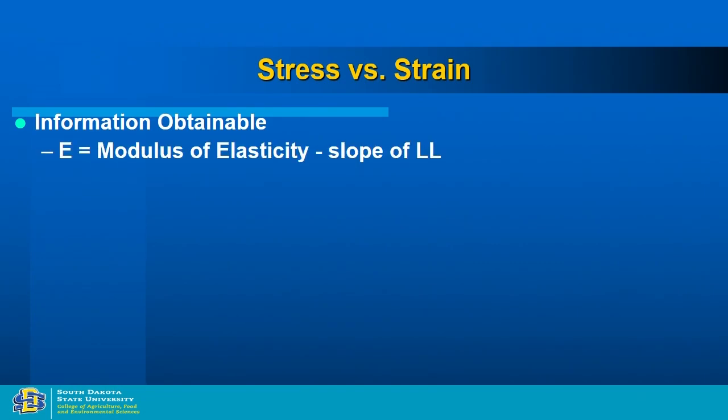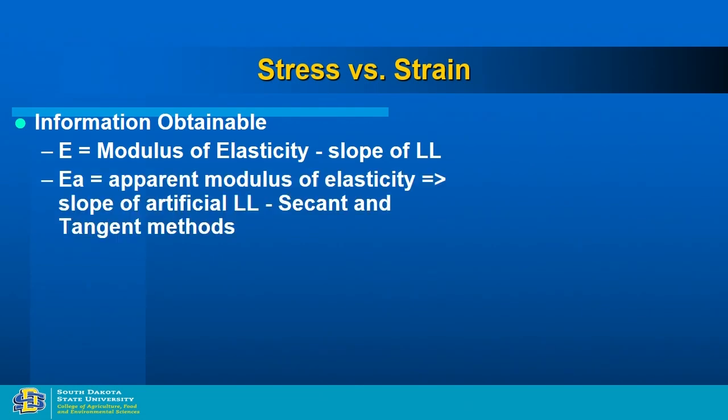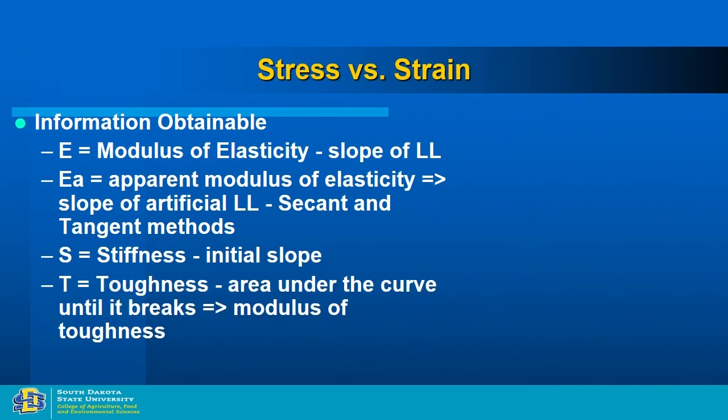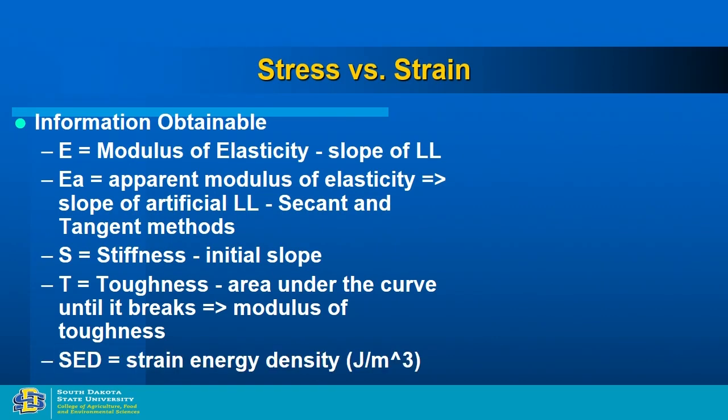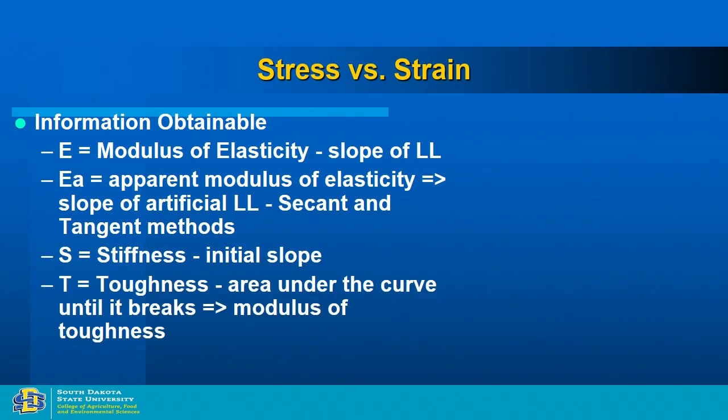So in general, what information can you obtain? You can obtain the modulus of elasticity, which is the slope of the linear limit, and the apparent modulus of elasticity, which is the slope of the apparent linear limit. You can calculate that using two different methods, the secant method and the tangent method. The stiffness is the initial slope. Then there is toughness, the area under the curve until it breaks, the modulus of toughness, and finally the strain energy density, which is the area under the curve.